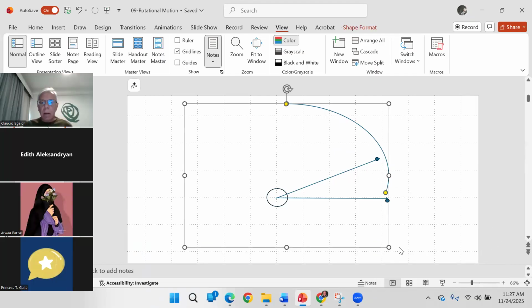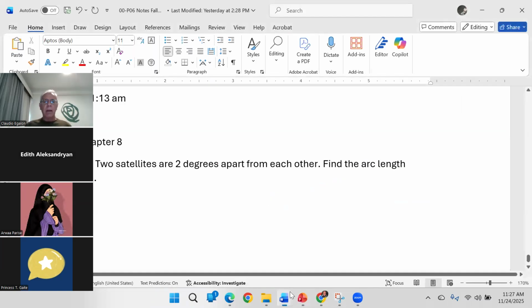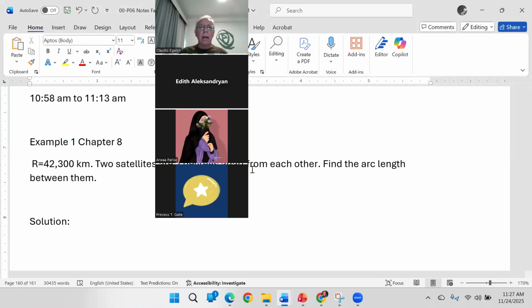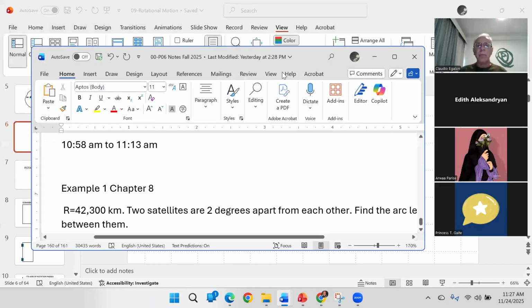Okay, better. Now I'm getting there. Here you go. That should be the arc length right in here. It's not the straight line between the two satellites, but the arc length that you see right in here. Okay, so this is a straightforward problem. You just use one equation, no more than that. And the angular displacement between those satellites is 2 degrees.